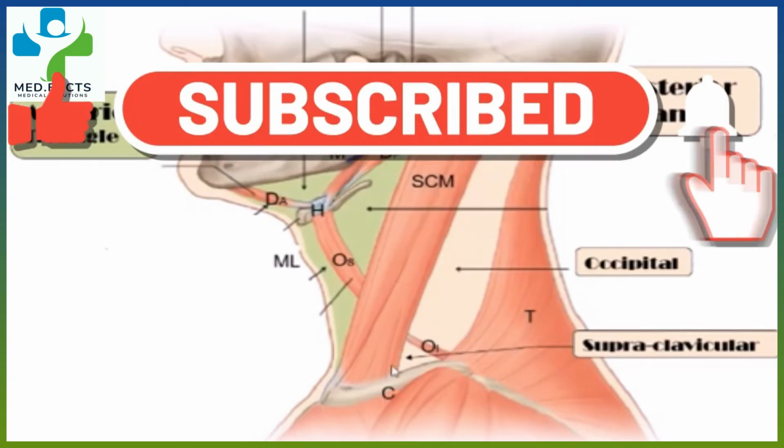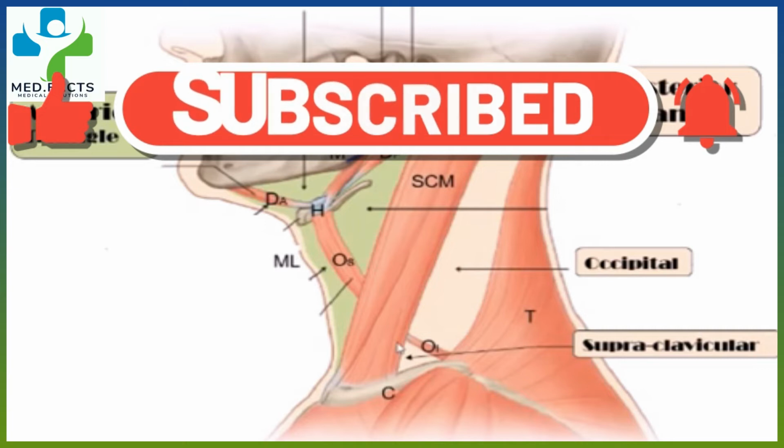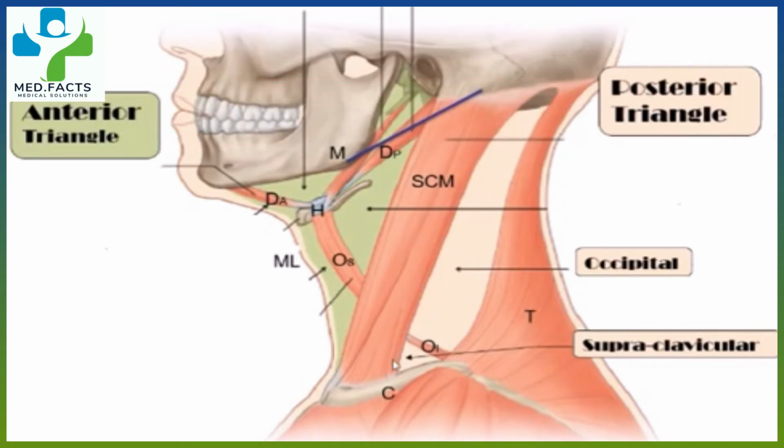Okay, the boundaries of this triangle: anteriorly what do you have here? This is the sternocleidomastoid muscle. Posteriorly we have the omohyoid inferior belly, and the base is formed by the clavicle. So these are the boundaries of this supraclavicular triangle. Anteriorly we have the sternocleidomastoid posterior border, posteriorly we have the inferior belly of the omohyoid muscle, and the base is formed by the middle 1/3 of the clavicle.